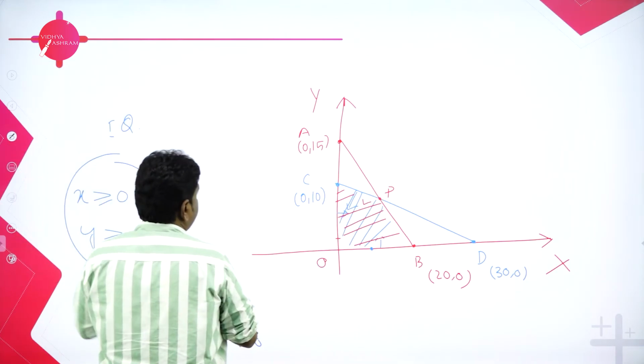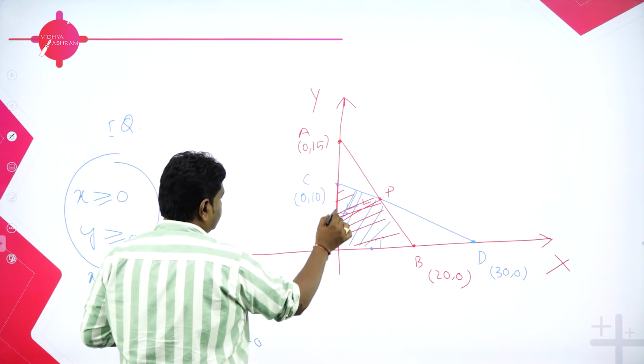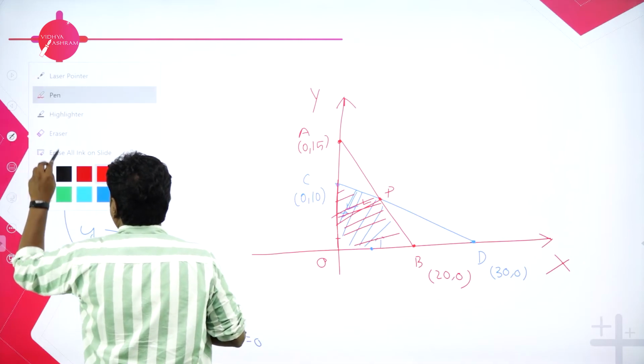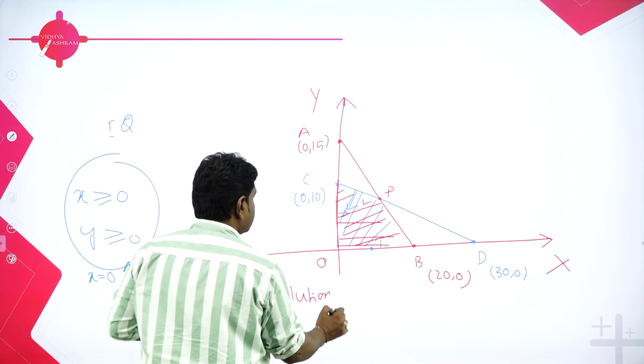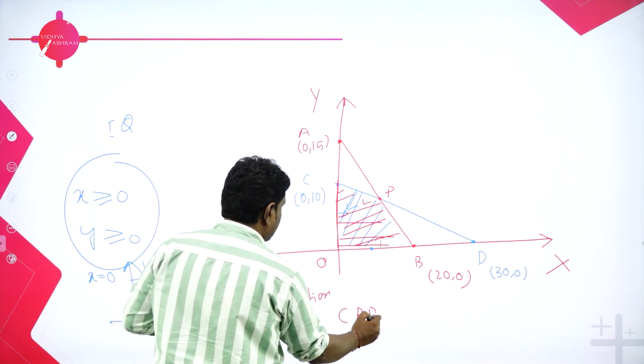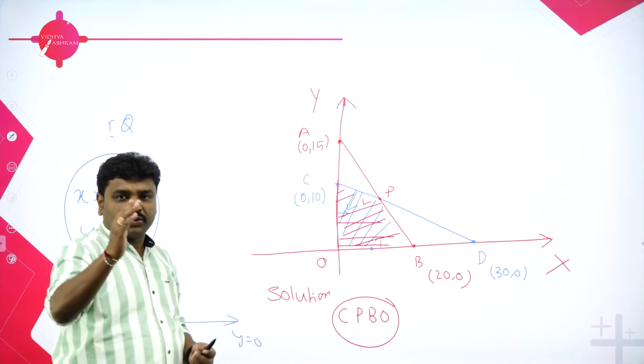Then this is the solution region, and I should not go away from what? First quadrant. Therefore, solution region. What is the solution? Solution is C, P, B, O. This is the solution region, this part. I hope all of you got this.